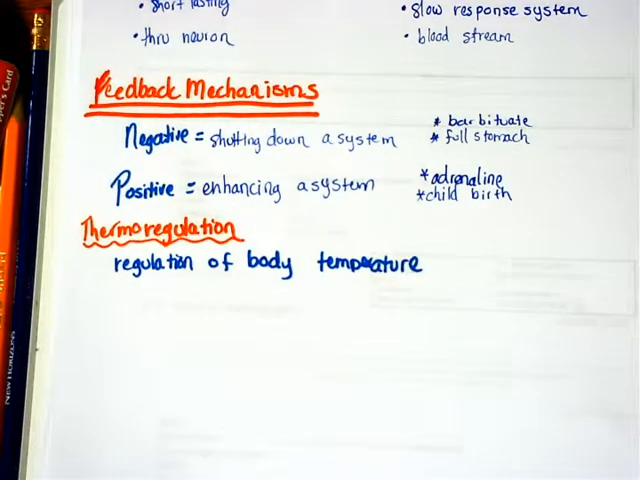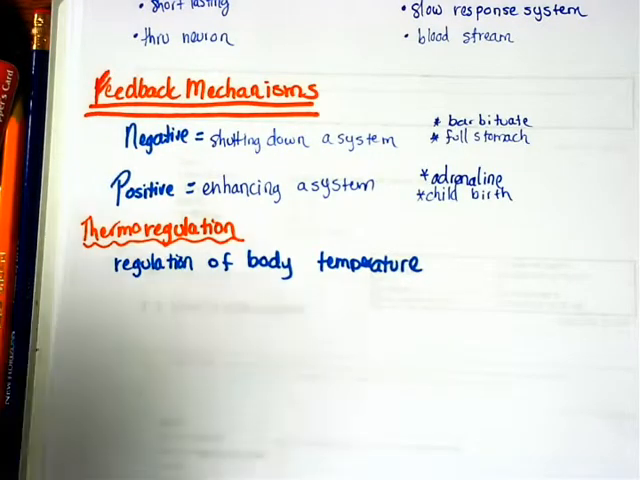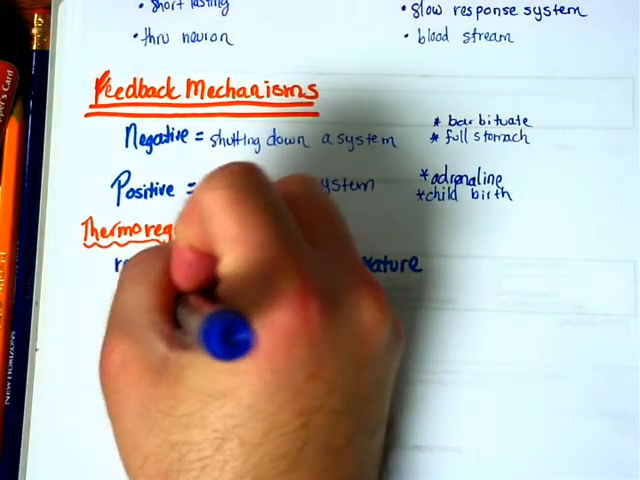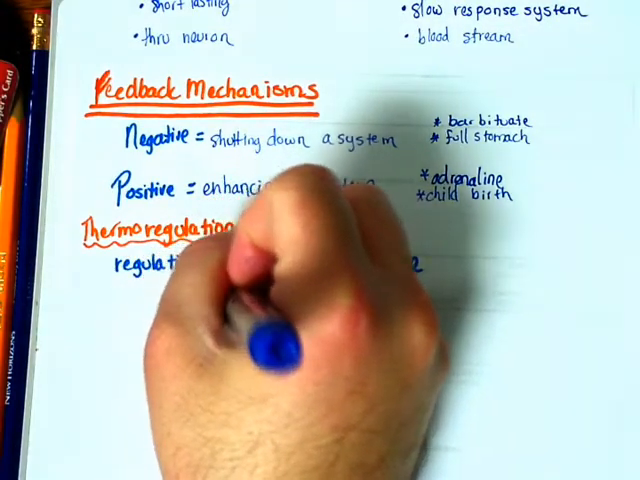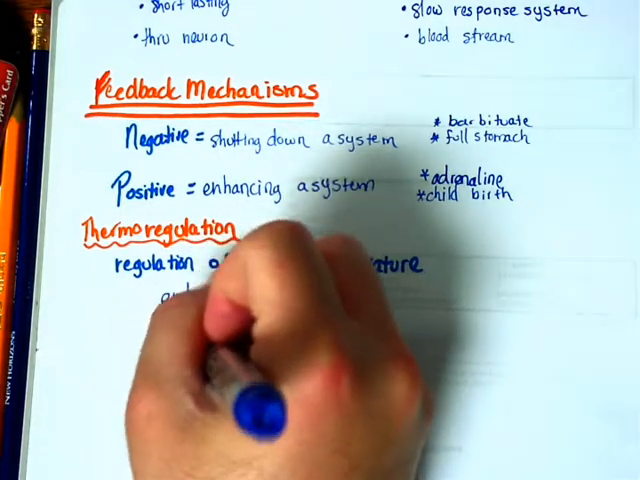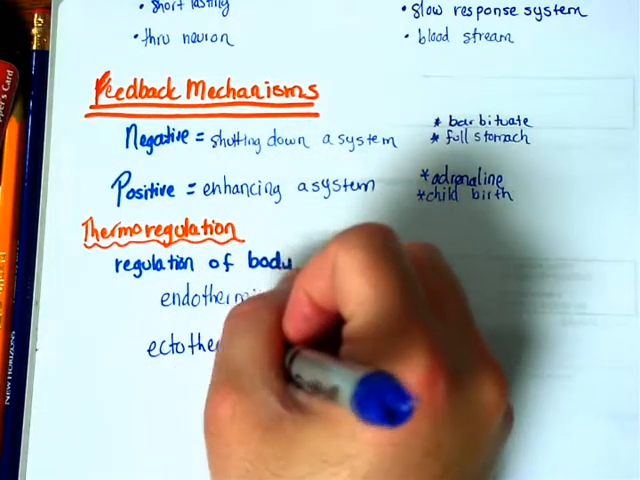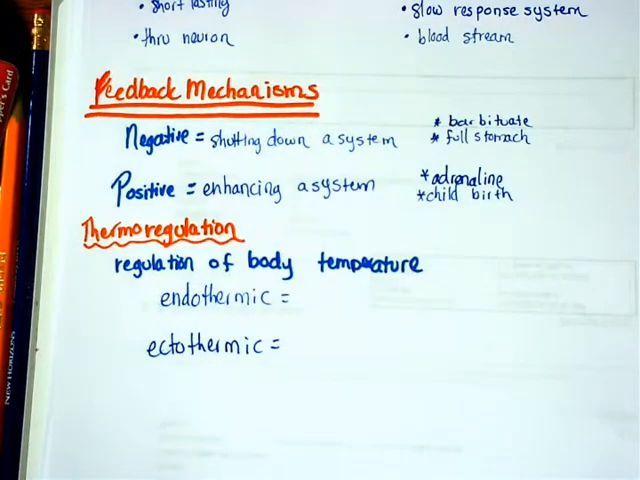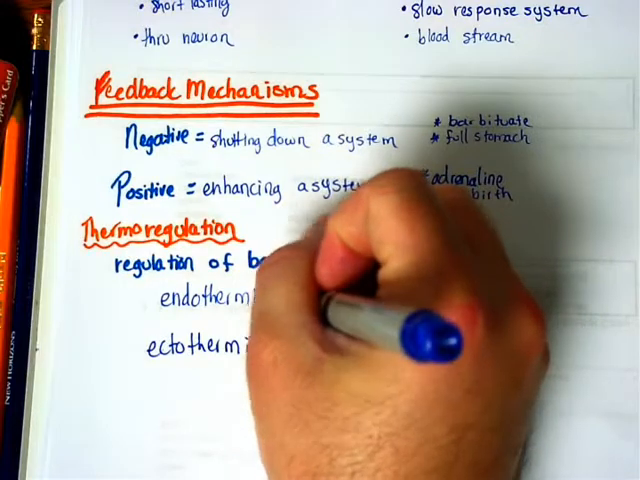And for mammals, there's about 2 different ways that this could occur. There's an endothermic way, and there's an ectothermic way. Endothermic. What do you suspect that means? Okay. Warm-blooded.